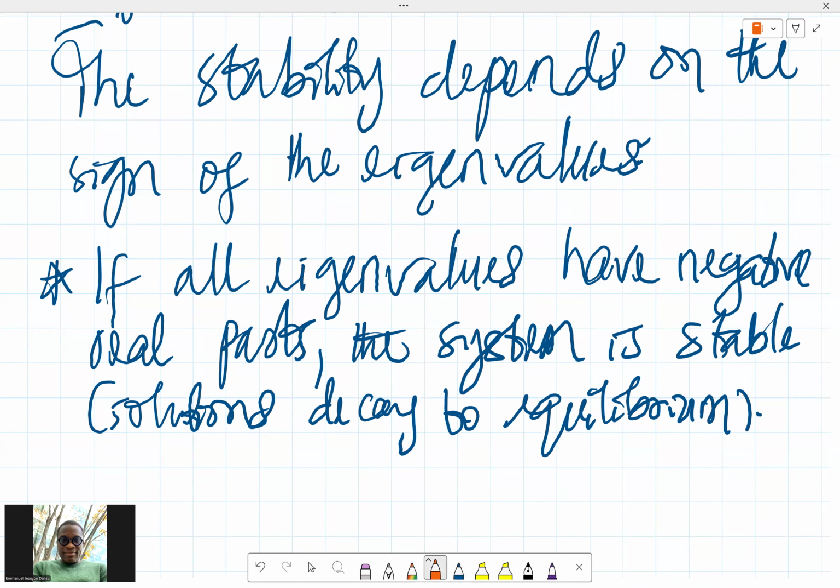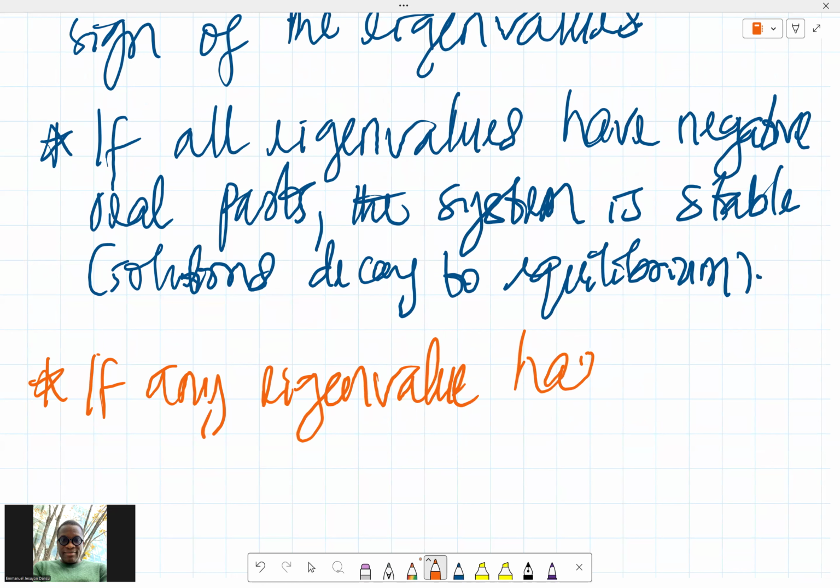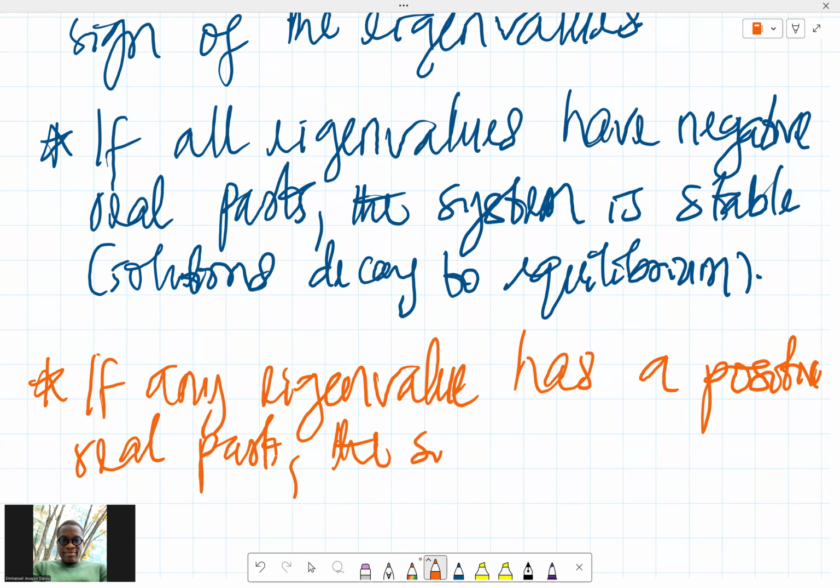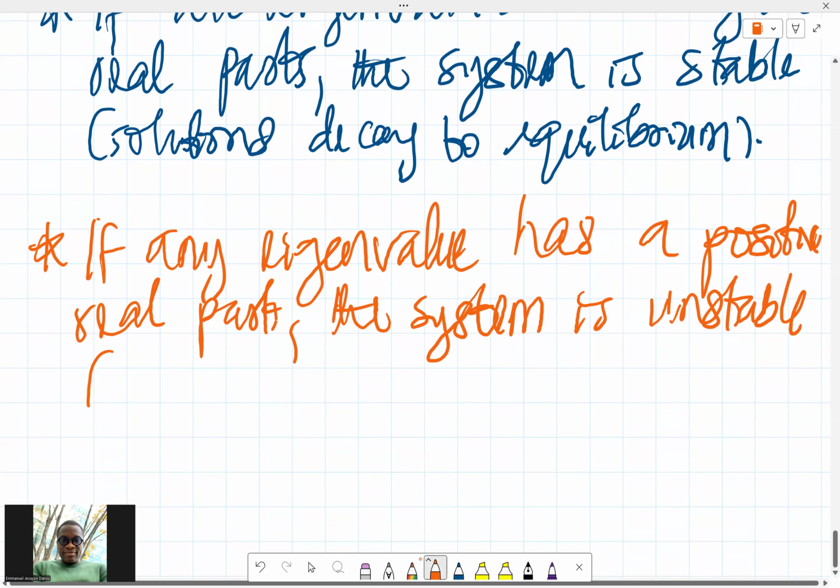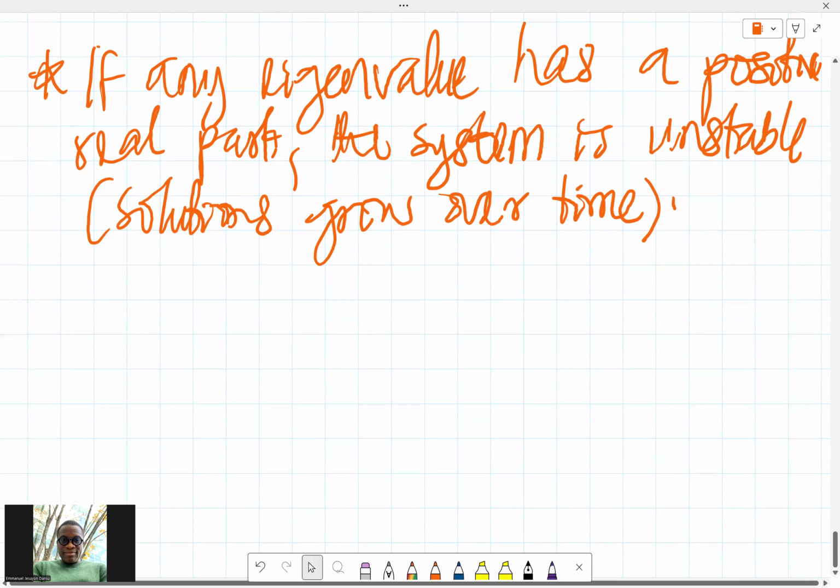That's one situation. The second case is that if any eigenvalue has a positive real part, the system is unstable. What that means is that solutions grow over time. Even if one is positive and one is negative, it is still unstable, because as one is decaying, the other is growing, and the one growing would most likely overtake the one decaying.